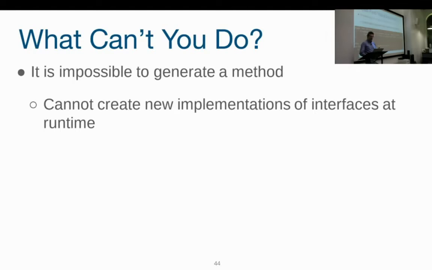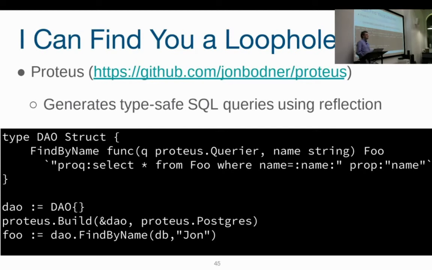You can't do it in Go, but there are ways to work around this limitation. You can generate functions, and structs can have fields of function type. So this isn't an interface, but it looks an awful lot like one. I used this idea to create an open source library called Proteus. It's available up on GitHub.